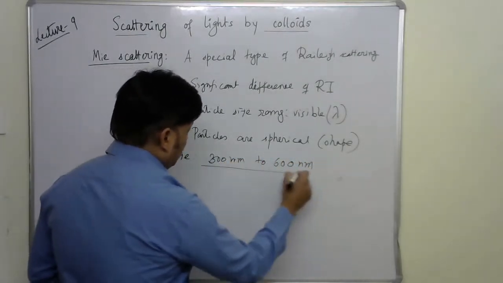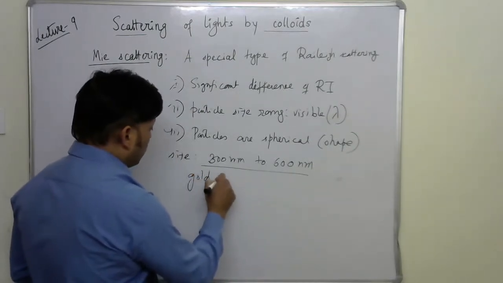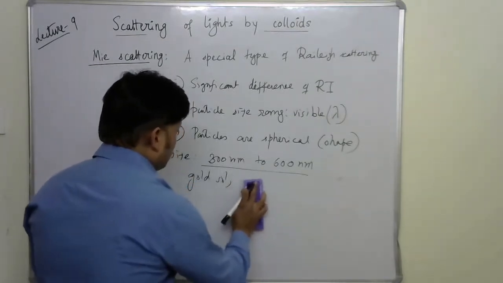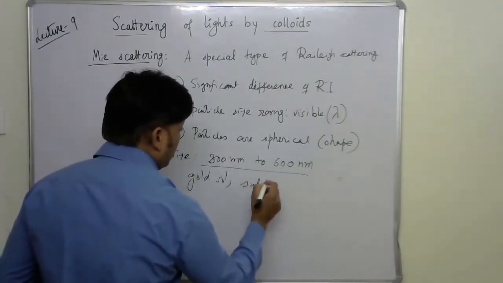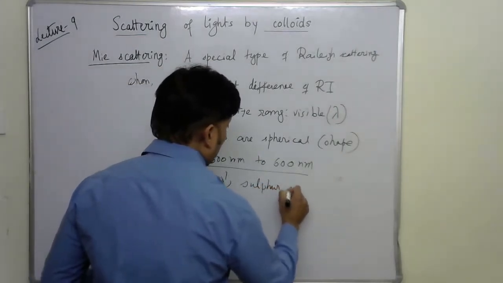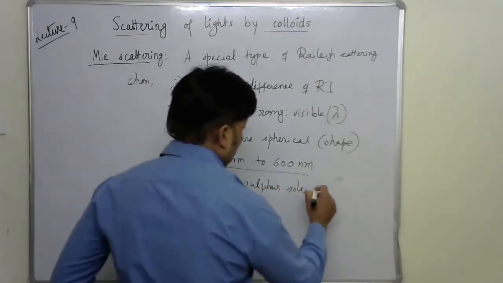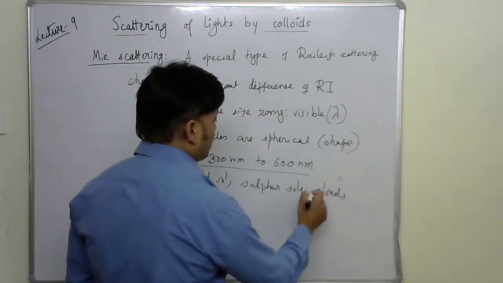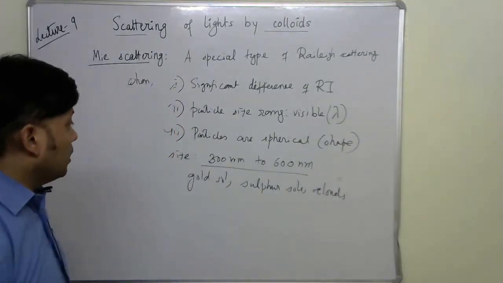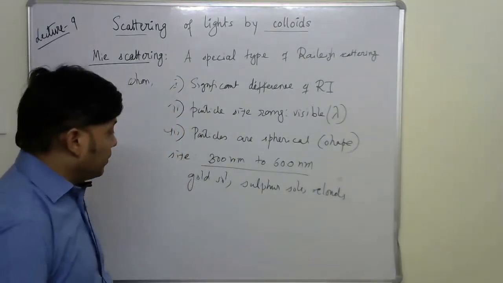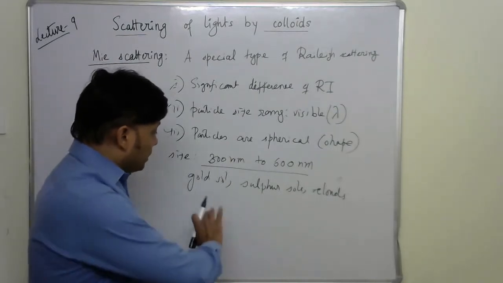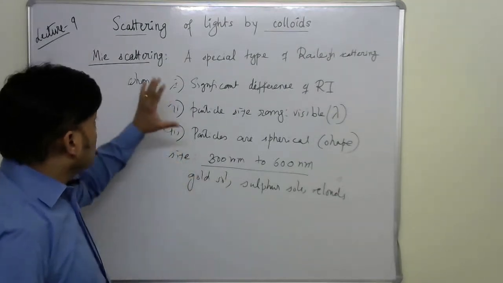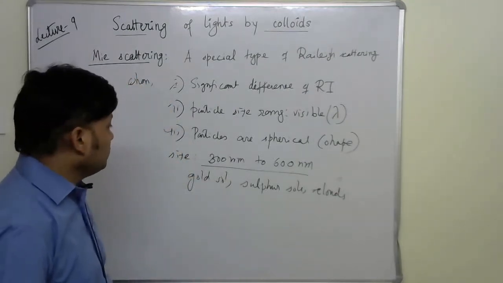So in this region, gold sol, sulfur sol, I mean these are colloidal particles taken in water suspension medium, etc. Even clouds. So the white appearance of clouds is also due to Mie scattering. And sometimes there is a nice white glow visible around the sun. It is also due to Mie scattering.